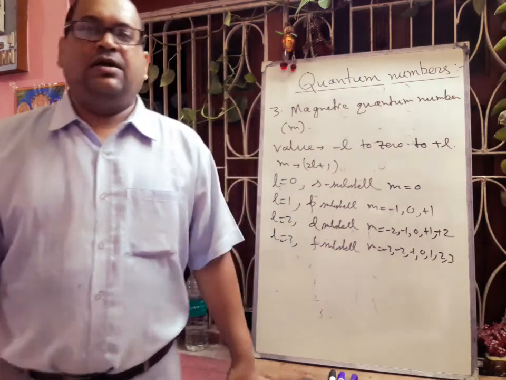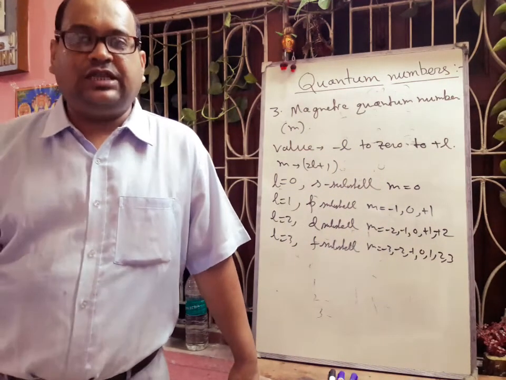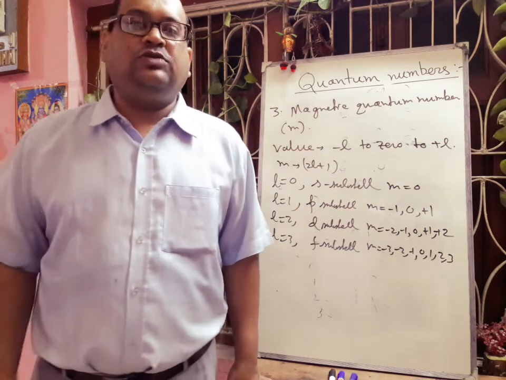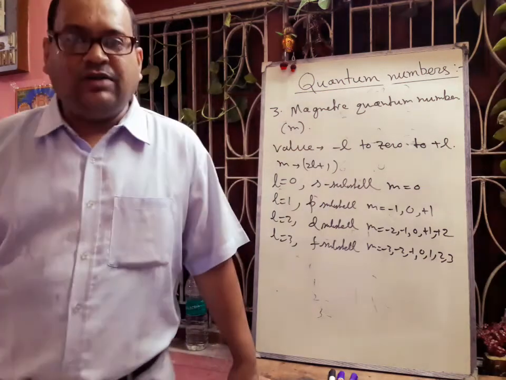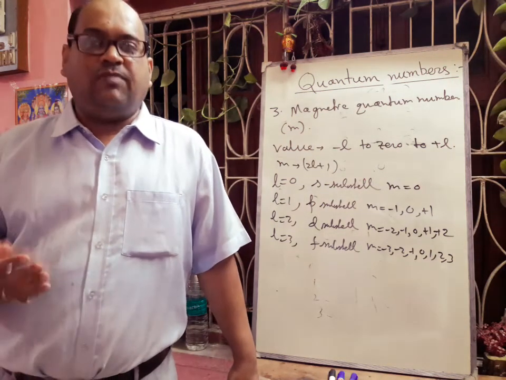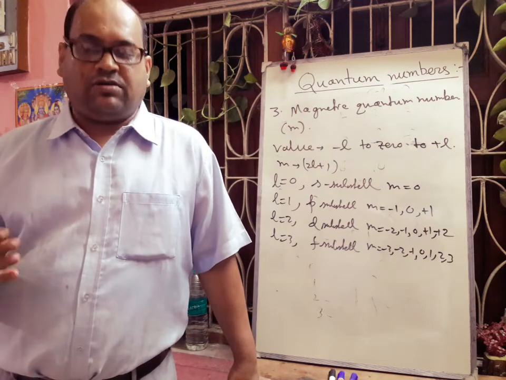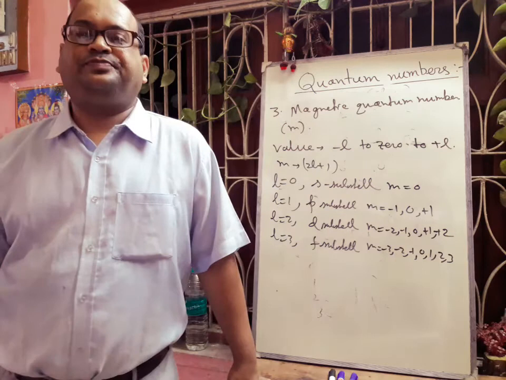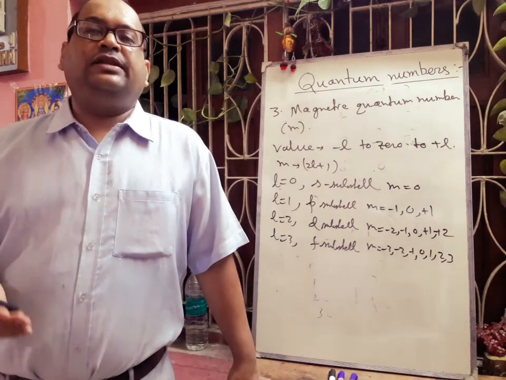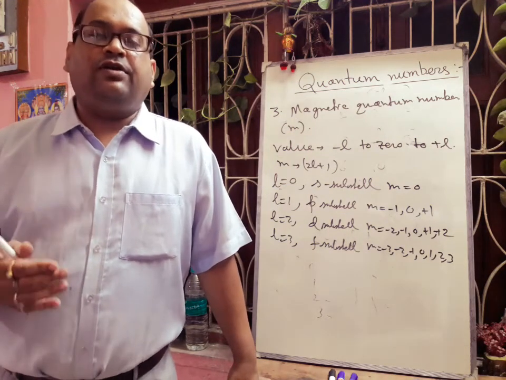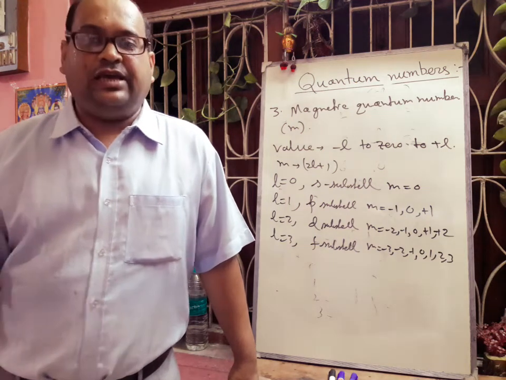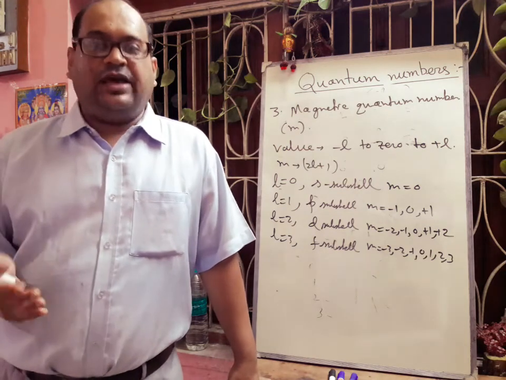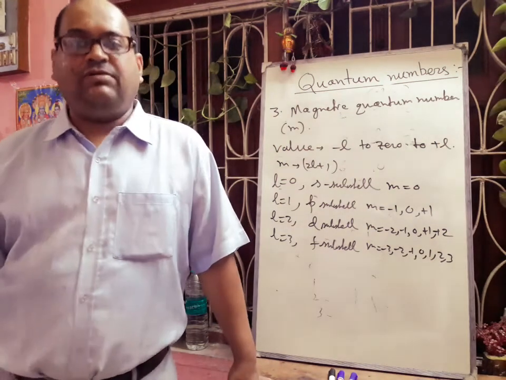But whenever we consider n = 3, the l value may be 0, 1, 2. So when we consider l = 2, that will be the d subshell, there will be 5 m values, and the d subshell is composed of 5 orbitals. Okay, there will be 5 different orbitals. In a similar way, when n = 4, then the l value will be 0, 1, 2, 3. So when we consider l = 3, the m value will be 7. So the f subshell is composed of 7 orbitals. That you have to understand.